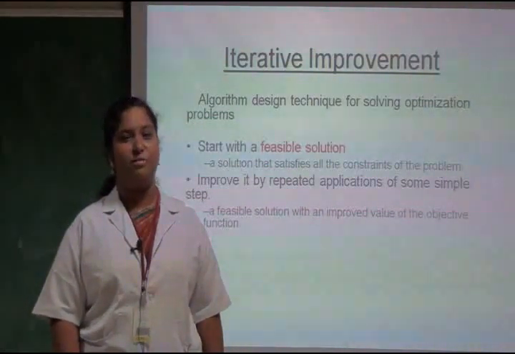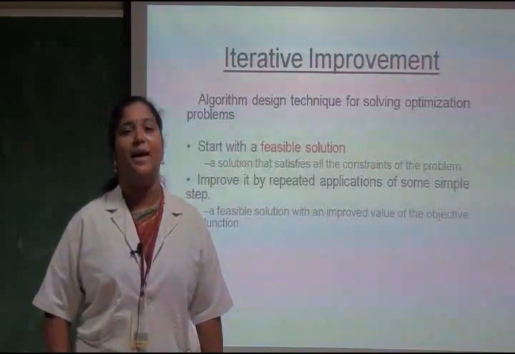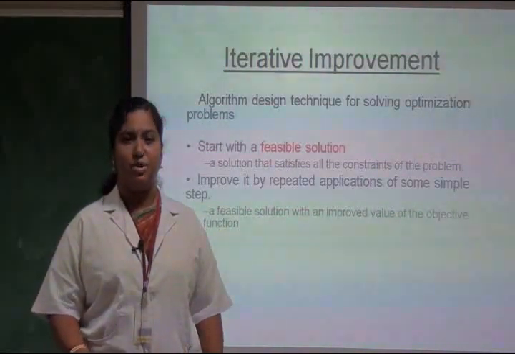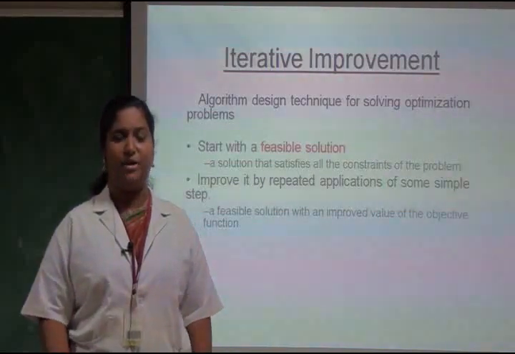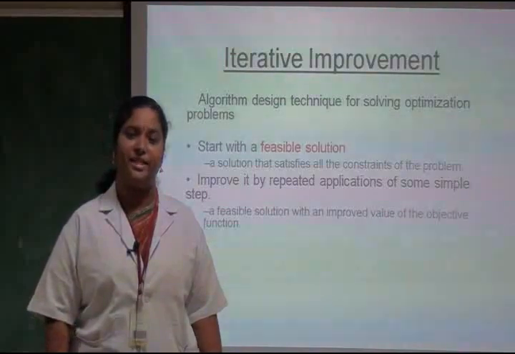Optimization problems are of two types, called maximization problems and minimization problems. In maximization problems, we need to obtain a maximum value for the objective function, whereas in minimization problems we need to obtain the minimum value for an objective function. So for solving both these kinds of problems, we can use iterative improvement.